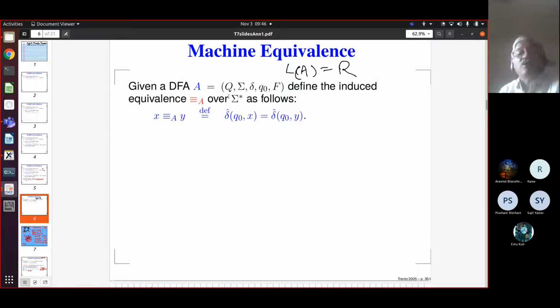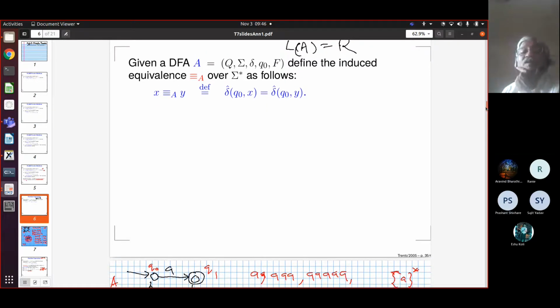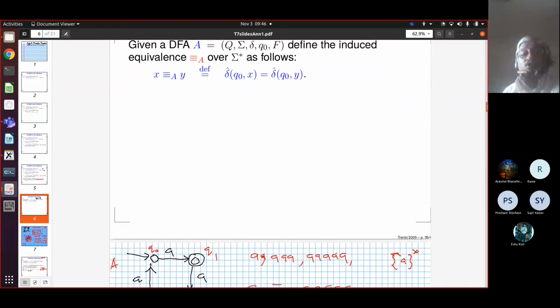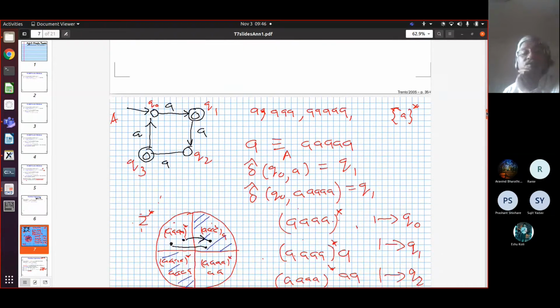So we said two words are equivalent if starting from the initial state on X as well as on Y, you wind up in the same state. That is, both words X and Y lead you to the same state. This is what I call machine equivalence. Now this machine equivalence happens to be right congruent also. It's a good kind of equivalence.